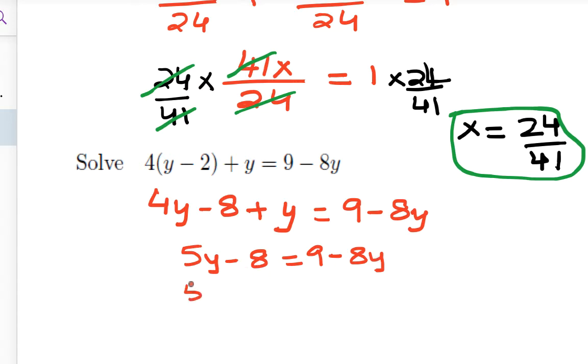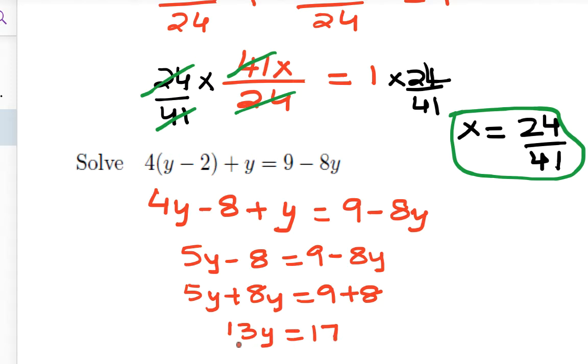What do we get? 5y plus 8y equals 9 plus 8. So solving, we get 13y equals 17. Now we need to get the y with the coefficient 1.